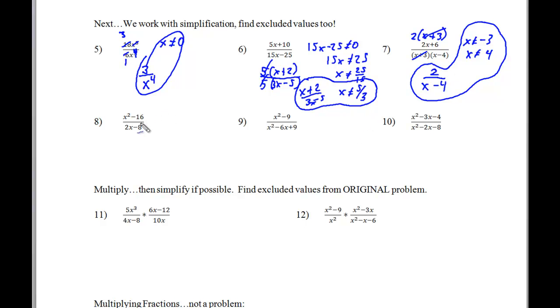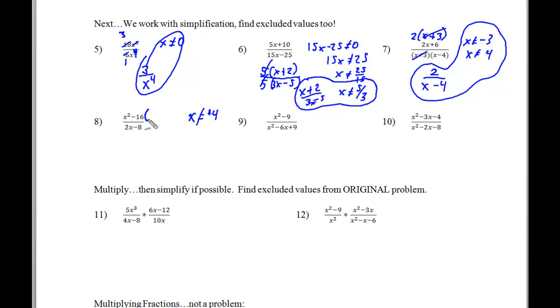For problem number 18, look at my denominator here, 2x minus 8. If you think mentally, 2 times what number minus 8 is 0, then you come up with your excluded value: x cannot be equal to negative 4. Oh, not negative 4, positive 4 in this case. Sorry about that. So x cannot be equal to positive 4, because 2 times 4 minus 8 is 0.